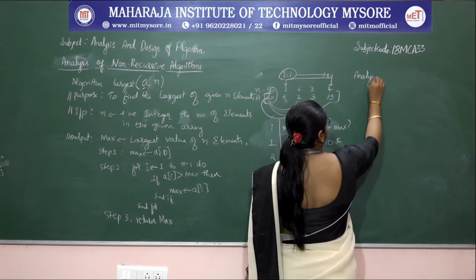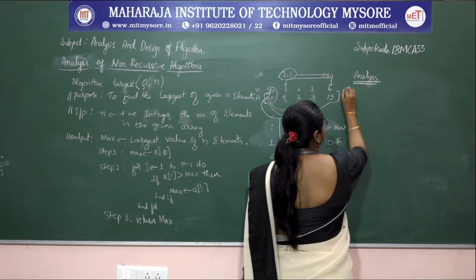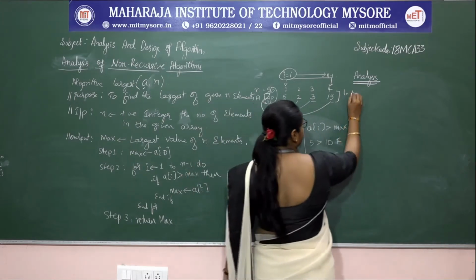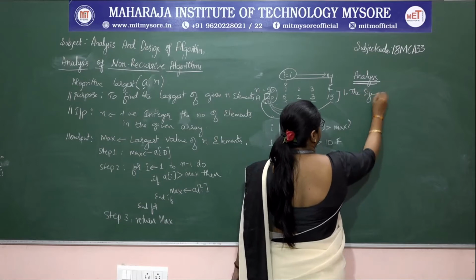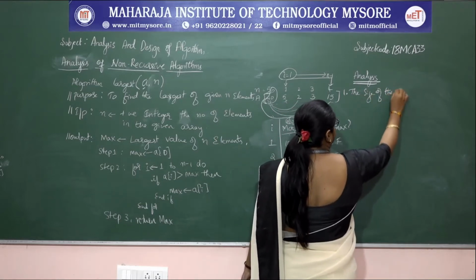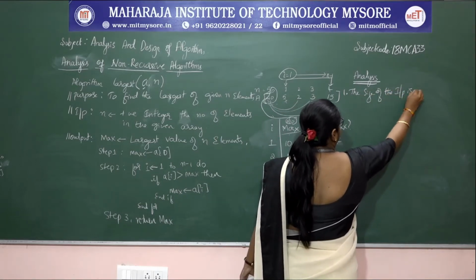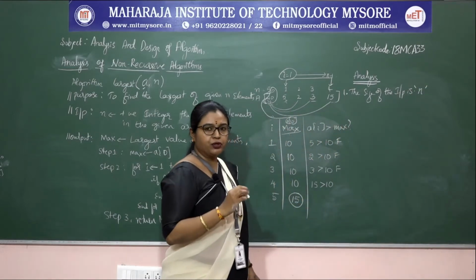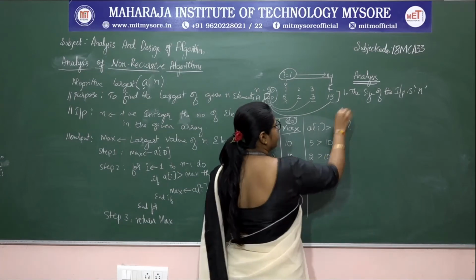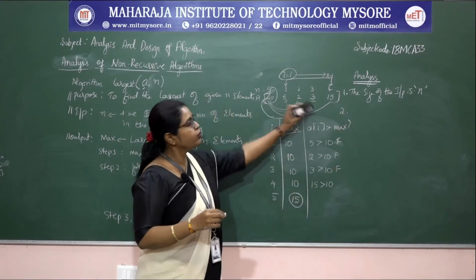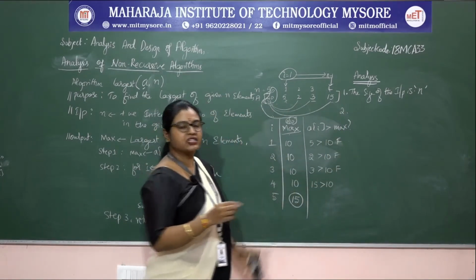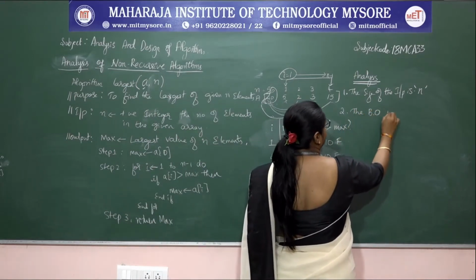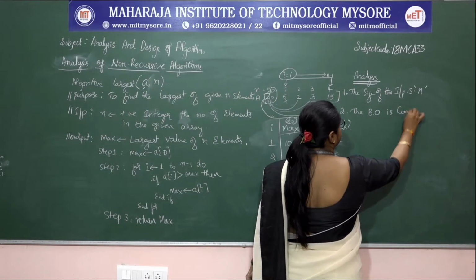Okay, so now how to calculate the analysis or time efficiency? Analysis can be done as follows. First, we need to identify the input size. The size of the input is n. And the second step, what is the basic operation? What are we doing here? We are doing the comparison. Therefore, the basic operation BO is comparison.